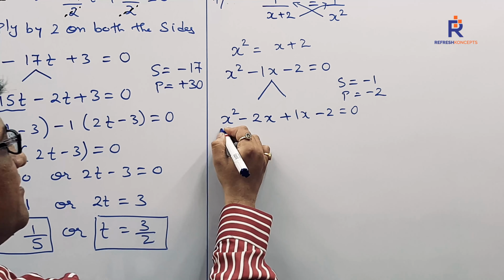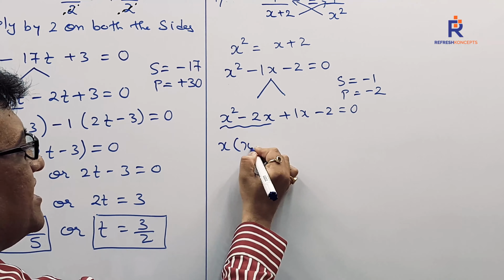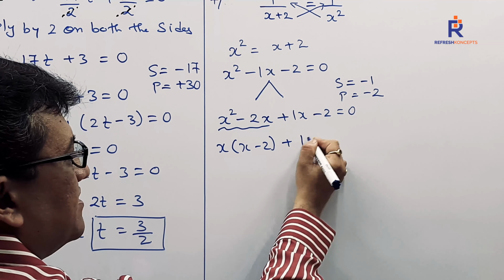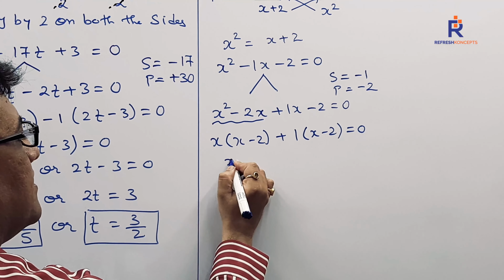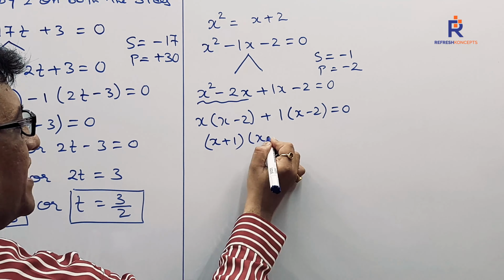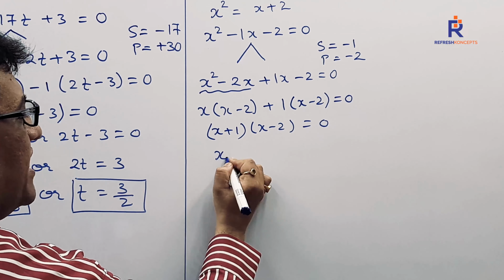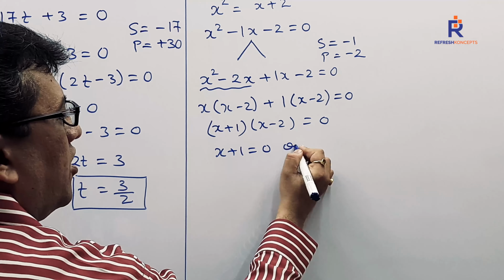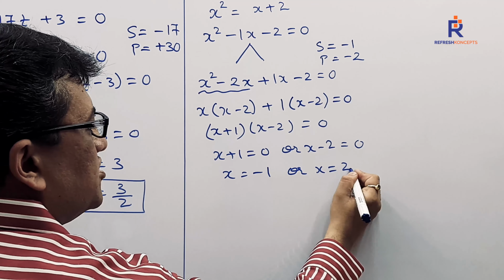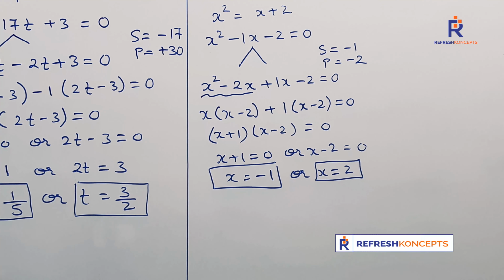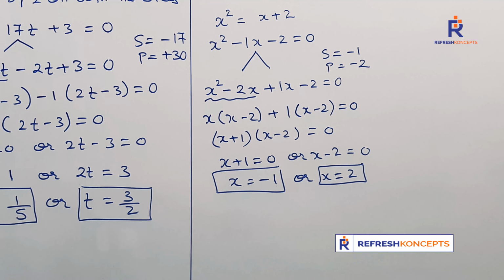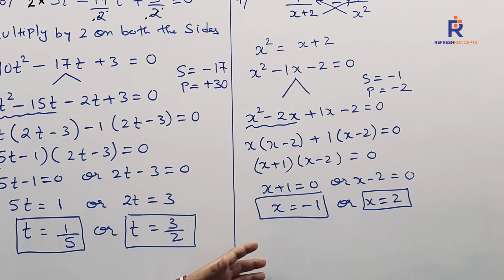This now is very, very simple. X into x minus 2 plus, nothing is common. As sir stated, if nothing is common, 1 is there. X plus 1, x minus 2 equals 0. X plus 1 equals 0, or x minus 2 equals 0. X equals minus 1, or x equals 2. Children, always keep this in mind. When there is nothing common, it's always 1. Right? I hope you have understood this also.